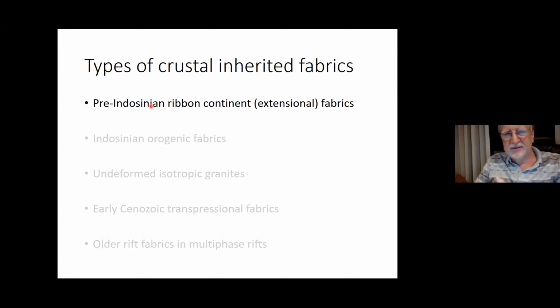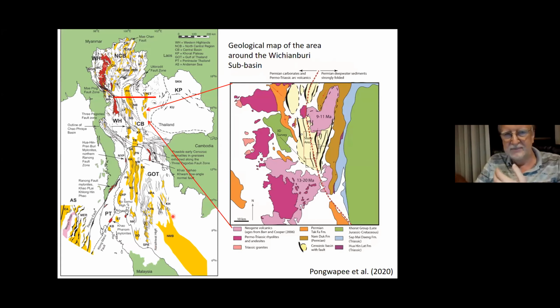So the types of fabrics that exist in Thailand: there are the pre-Indosinian ribbon continent fragments, fabrics developed during the Indosinian orogeny. There are granites that are intruded. Some have a fabric, some are more isotropic in their nature. There are early Cenozoic transpressional fabrics, and then older rift fabrics, older Cenozoic rift fabrics in multi-phase rifts.